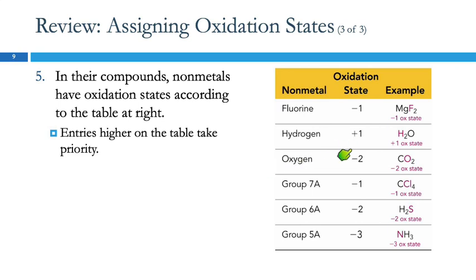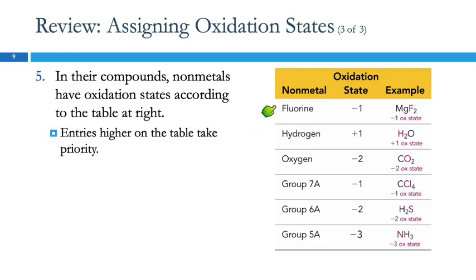Oxygen, its oxidation state would be the same as the charge that an oxide ion has. Group 7A elements form -1 ions. They will have -1 oxidation states. Group 6, -2. Group 5, -3. The way I think of this is it's like a list of who gets first pick, right? And we don't need to understand why or how this works. That's not really that interesting. We just need to remember this.